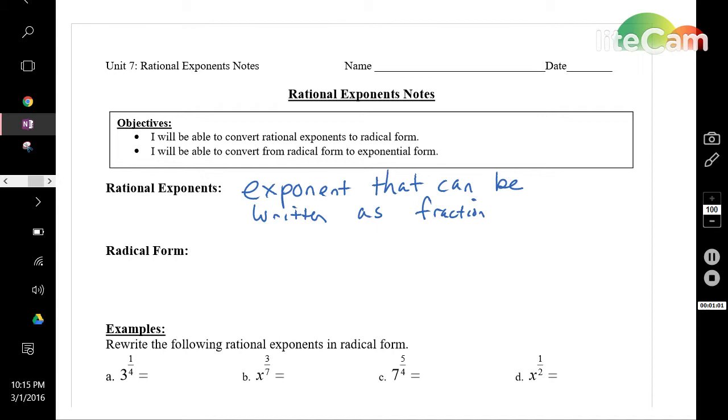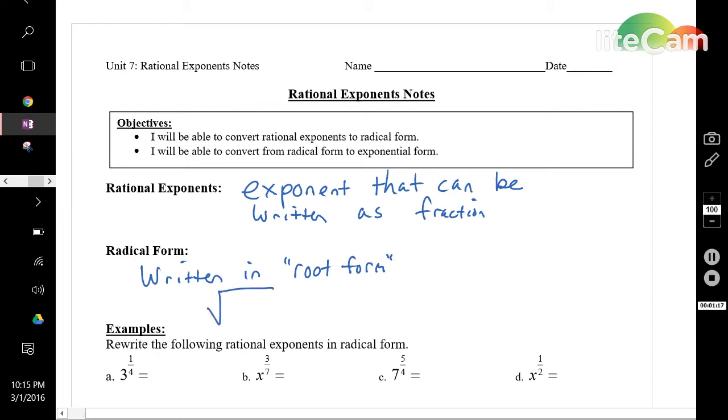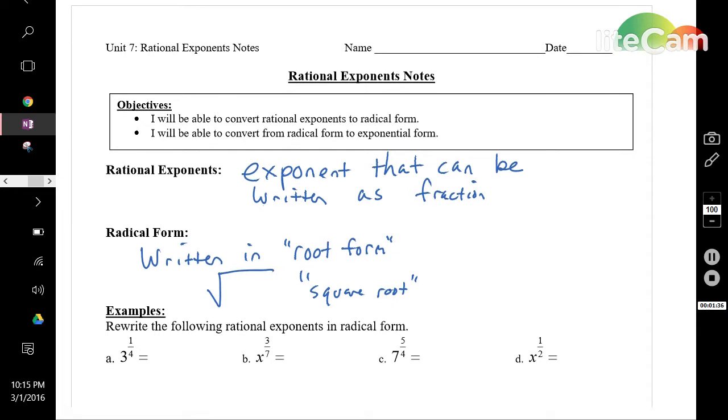So we're going to be able to go from rational exponents to radical form. Radical form essentially is just written in what's called root form or radical form. And we say radical or root to mean one of these. You may have heard these called square root. It's the most common one we use in math. Square root is just one type of many different types of roots. There are square roots, cube roots, fourth roots, fifth roots, and so on, all the way up to infinitely many roots.